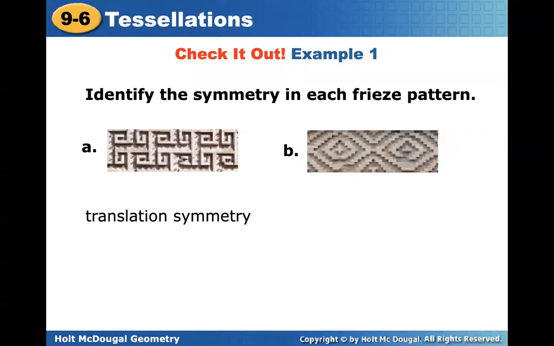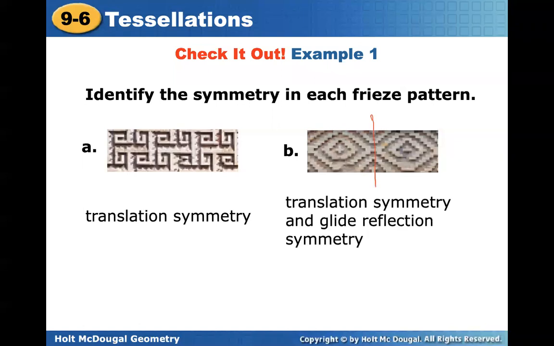B here looks like we have a kind of a center point that we could reflect across. We could slide it over like the first one so we could translate it. And I think we could also reflect. So this one's going to be a translation symmetry and a glide reflection symmetry.